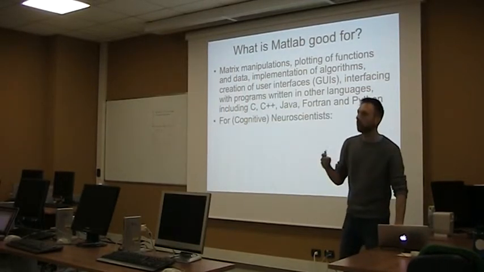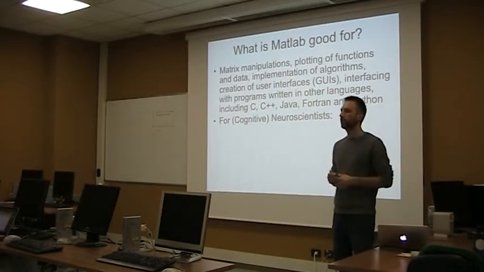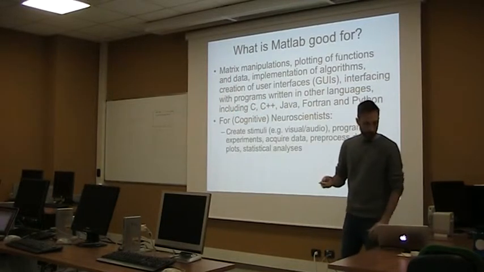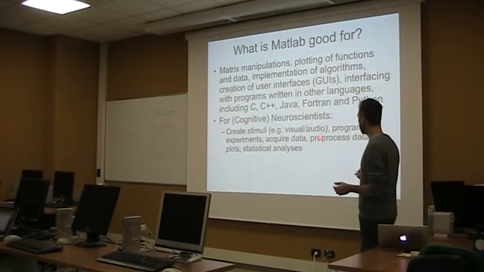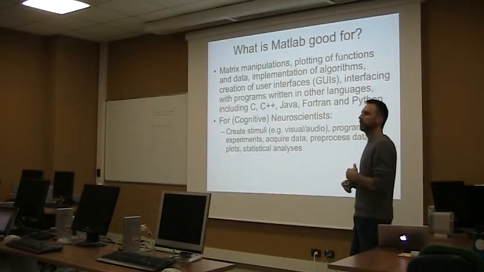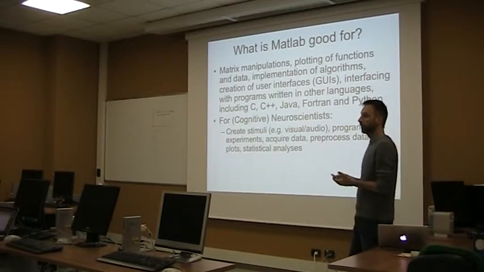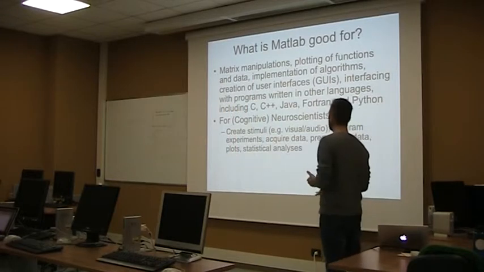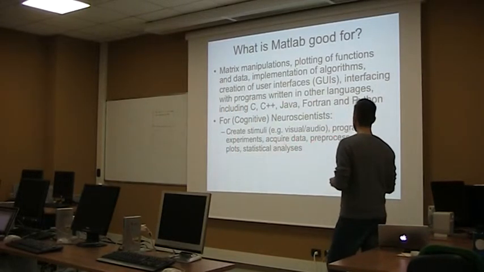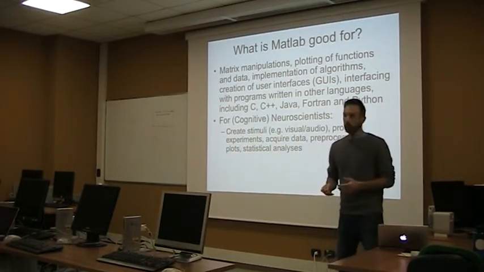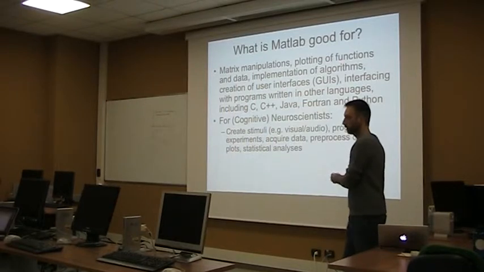And as I told you, I'm a cognitive neuroscientist and psychologist, so I can tell you from my perspective why that's important. Well, you can create stimuli, visual stimuli like pictures or audio stimuli, and control them on many dimensions, say luminance, power, and spatial frequencies, etc. You can program your experiments, for example, using Psychtoolbox or Cogent, as I said before. You can acquire the data, pre-process the data, plot the data, and do your statistics. The only thing it doesn't do basically is write the article. You still have to do it on your own.